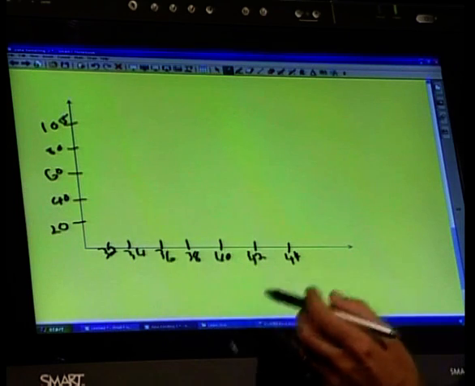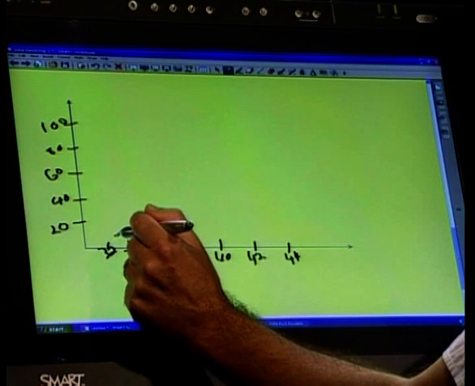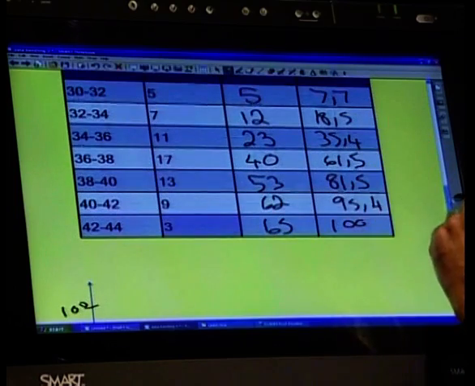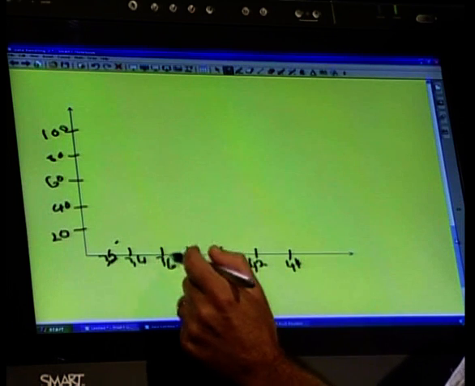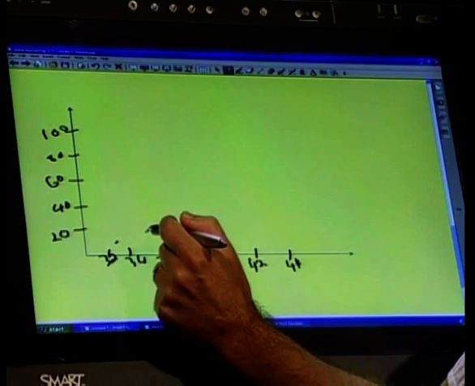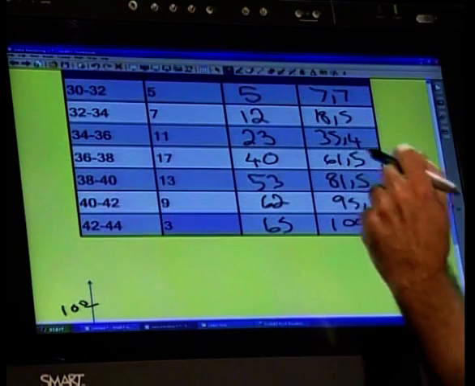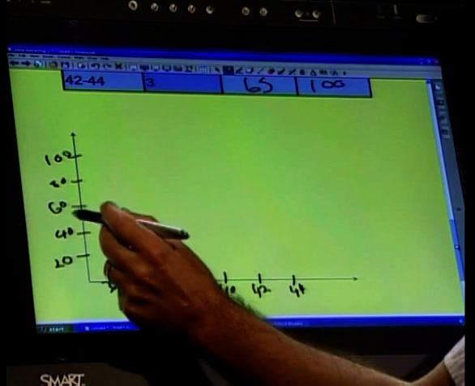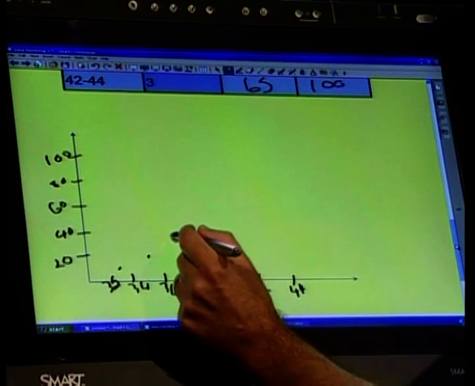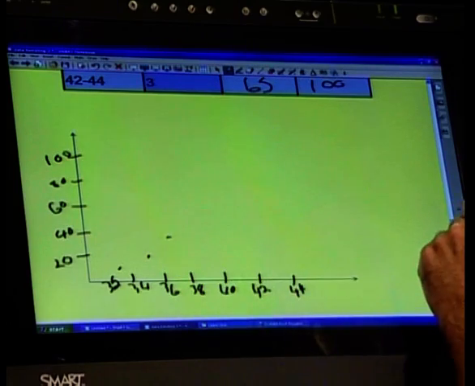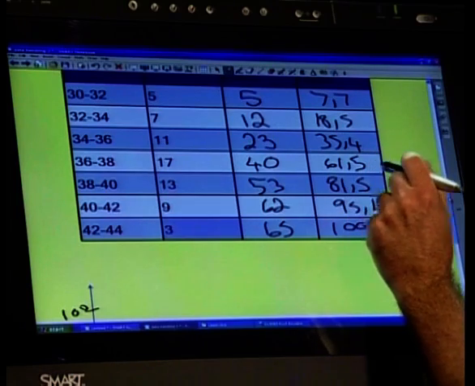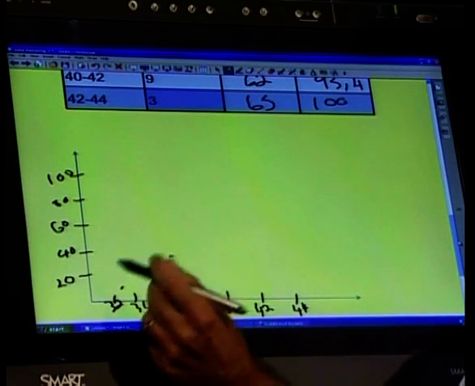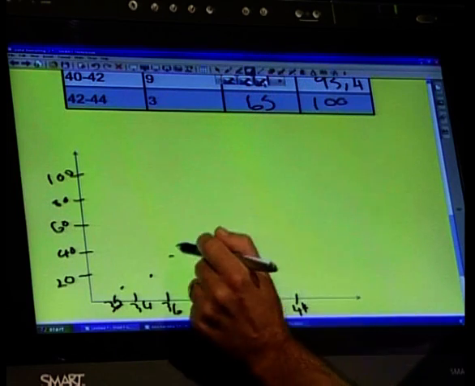From 32 to 34 was 7.7%, round about there. I'm going to use the center of the data to plot the value. 18.5% is the cumulative frequency from 34 to 36, so that's just under the 20. 35.4 for the next category, round about there. 61.5. Sorry, we're actually 1 point below. We should have done this here. Let's move them quickly. It won't take me long.